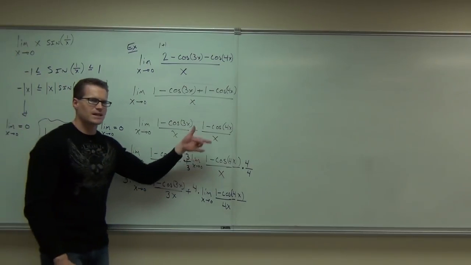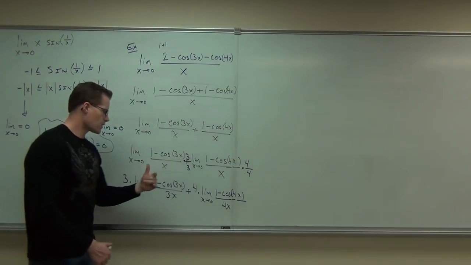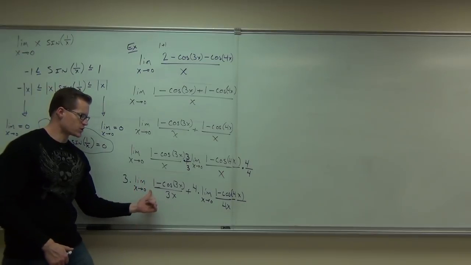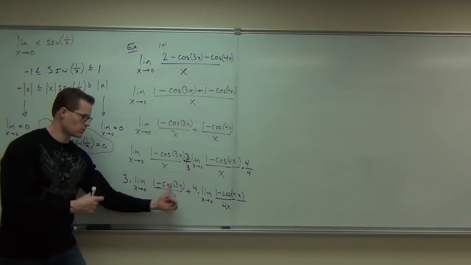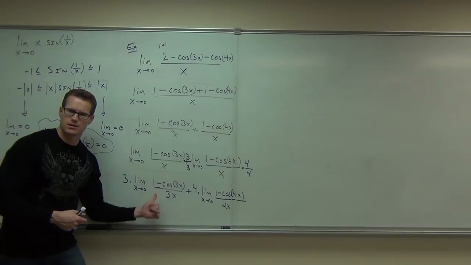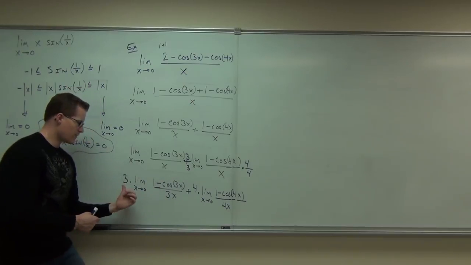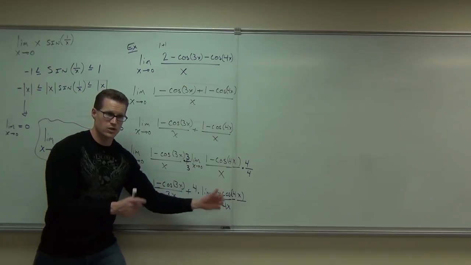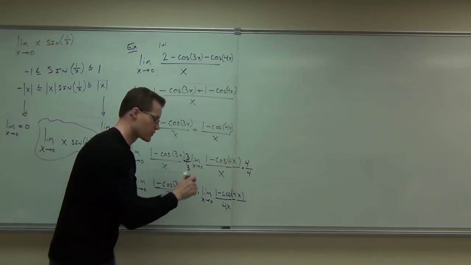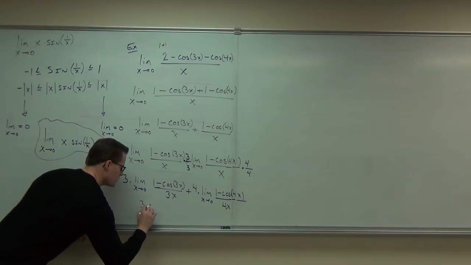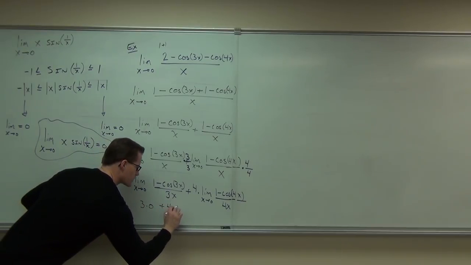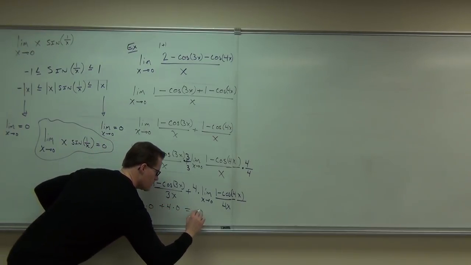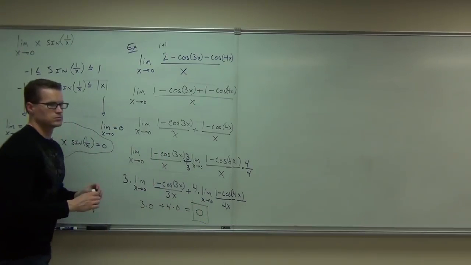So we do the same exact idea that we did for sine. Only here, can you tell me what's the limit as x approaches 0 of 1 minus cosine of some angle over that same angle? How much is that? 0. So we have 3 times 0 plus 4 times, what's that one going to be? 0. We do that substitution again, just like we learned for sine. So 3 times 0, 4 times 0. What's the answer? 0.